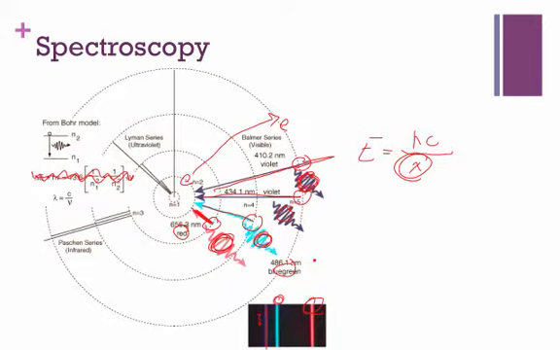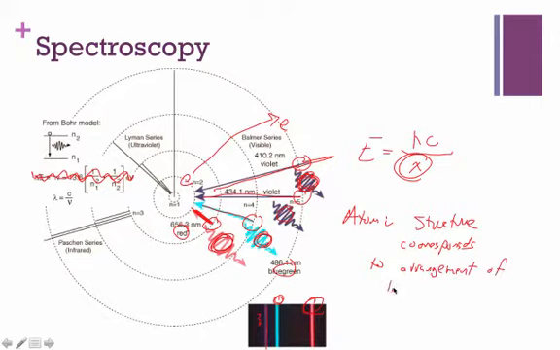The real point of this picture overall, though, is that atomic structure corresponds to the arrangement of lines on our spectrometer.